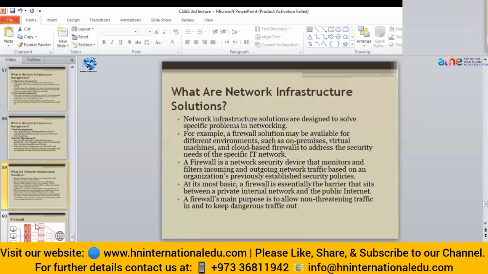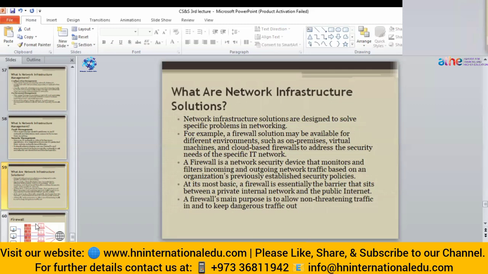So what are the network infrastructure solutions? The network infrastructure solutions are designed to solve specific problems in networking, according to different scenarios. For example, a firewall solution may be available for different environments such as on-premises, virtual machines, and cloud-based firewalls to address the security needs of a specific IT network.